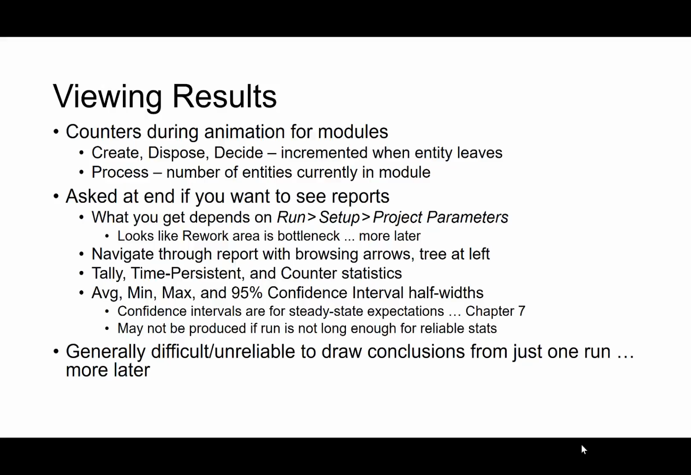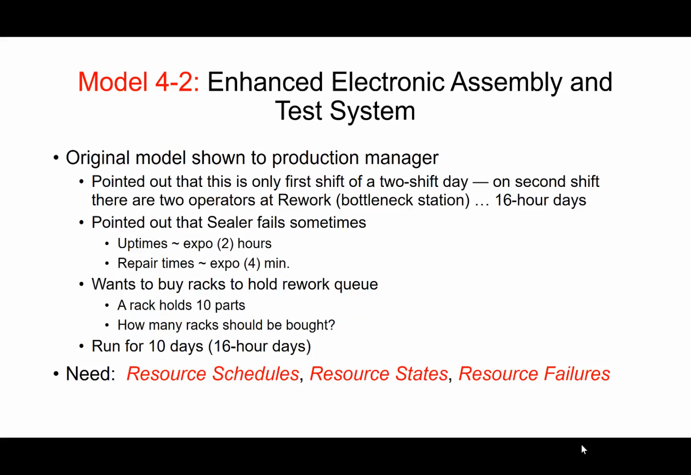So navigate through the report with browsing arrows. The tree is at left. Average, min, max, 95% confidence interval, half widths, those are all included. So it's generally difficult or unreliable to draw conclusions from just one particular run, which we'll talk about in a little bit. So 4.2, let's go to the Enhanced Electronic Assembly and Test System.